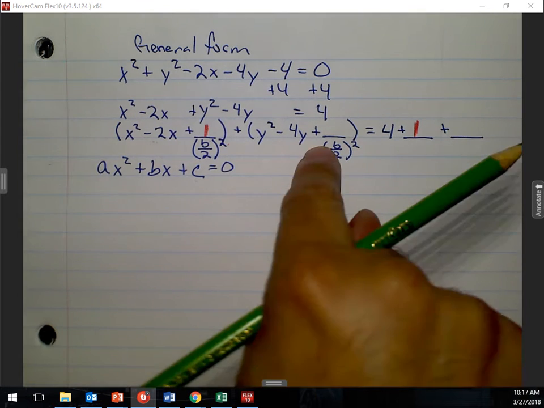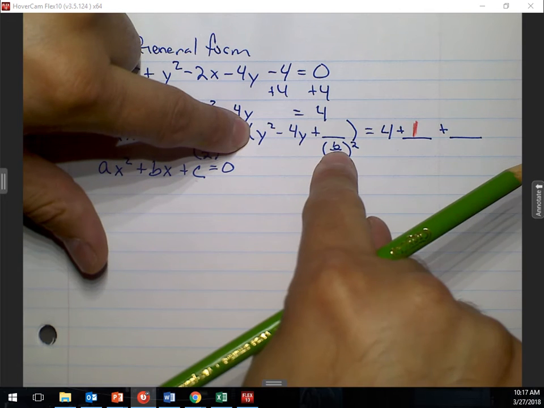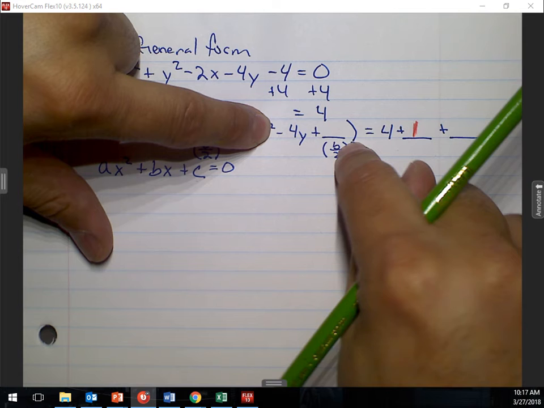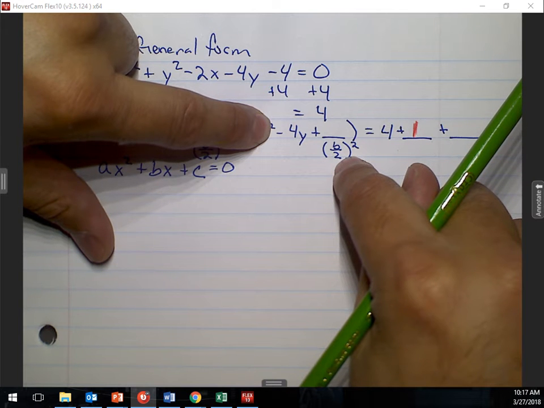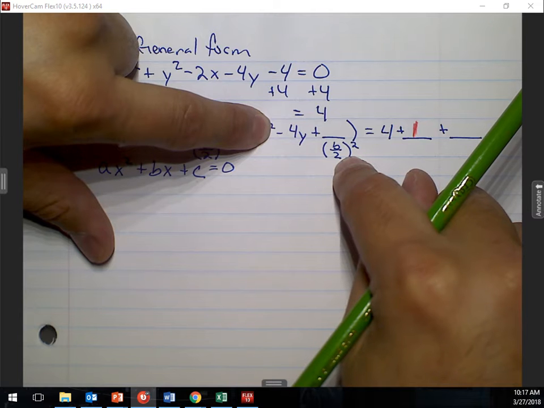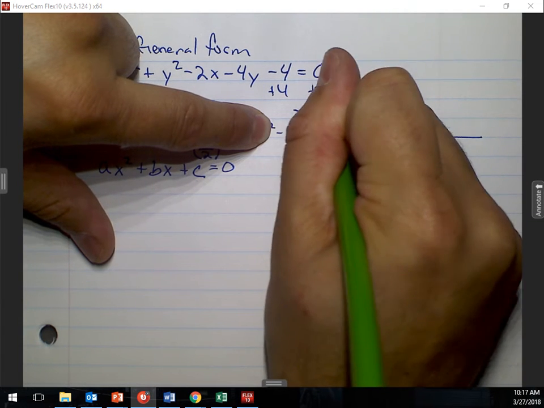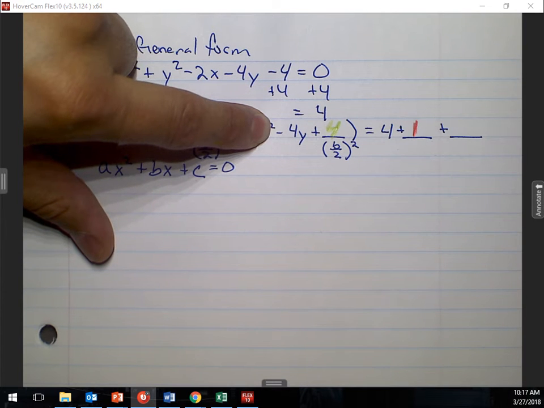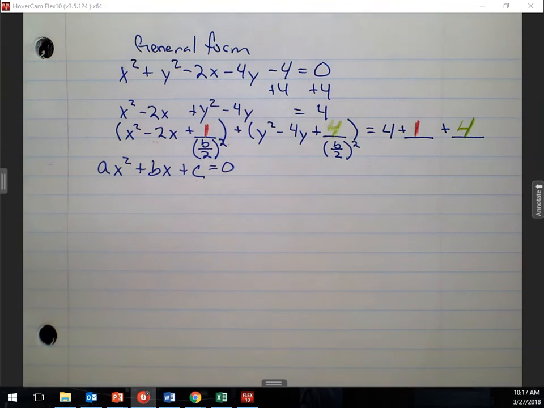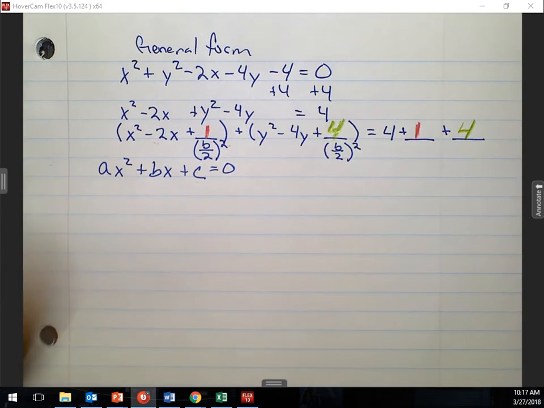Now let's do this one over here. Now we're looking at this trinomial. What is my b value here? -4, right? So -4 divided by 2? -2 squared? -2 times -2? +4, right? So this is +4. Can you guys see that? Kind of. Is that better? So we get a +4 right there.